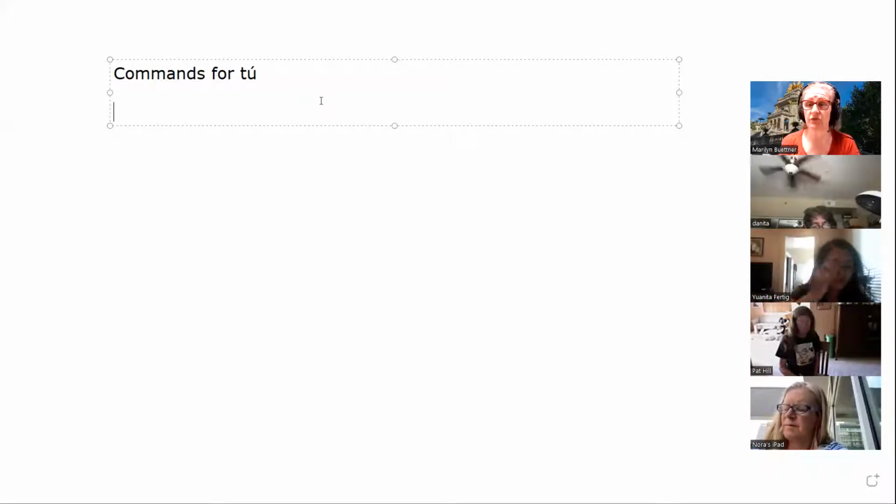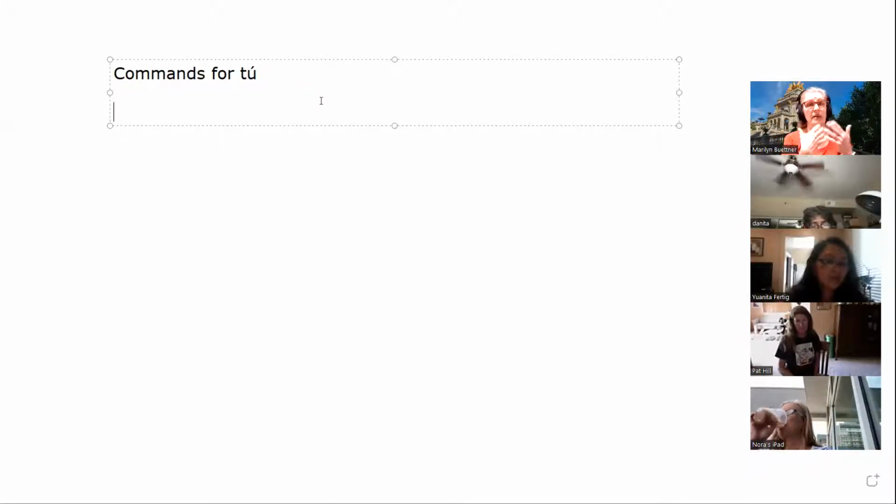Commands for usted do the same thing all the time. Commands for ustedes, you guys, always do the same thing. So they're uniform and easy. Commands for tú are odd because the verb will do something very easy for an affirmative command. So you say, hey, drive on. Walk. Look. Those are affirmative commands.